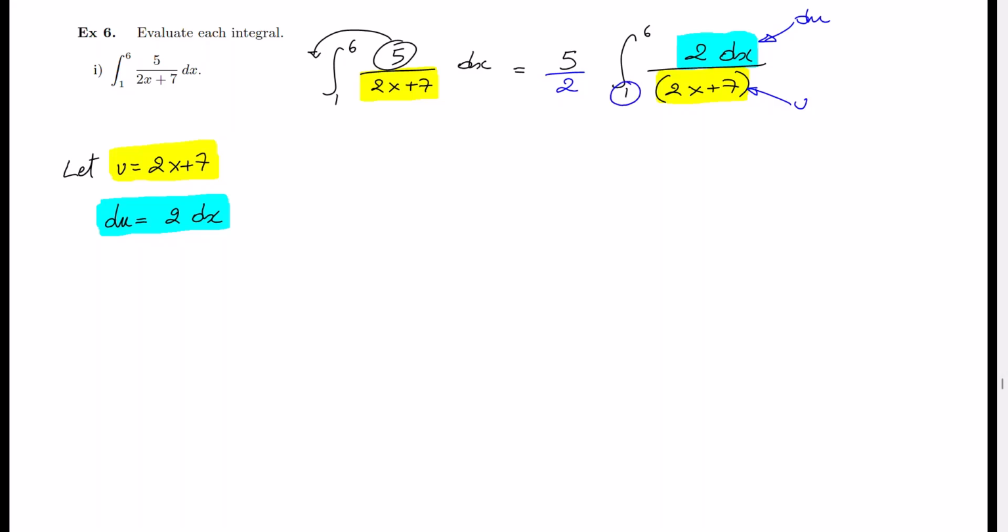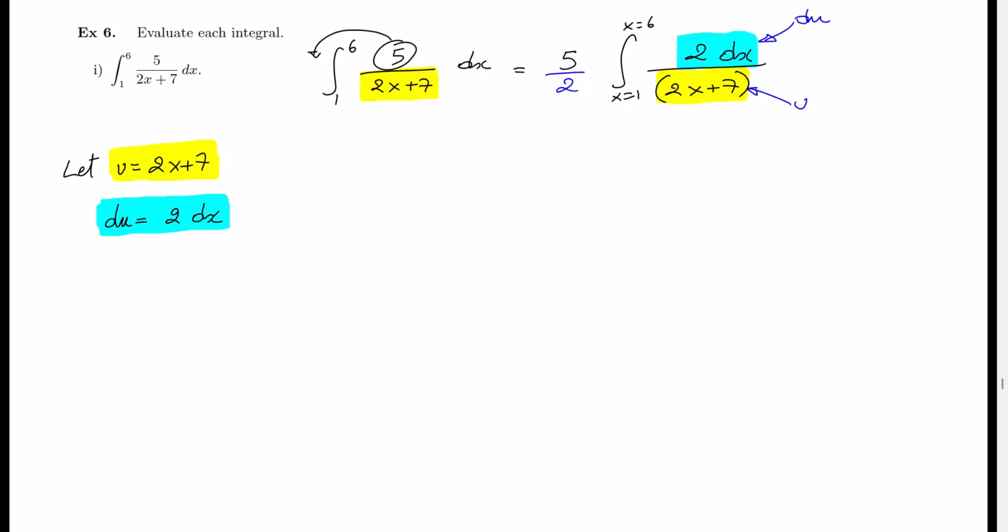And now we're left with the bounds 1 and 6. So what do they need to be replaced with? I cannot have them left over as 1 and 6 because technically this is saying x is equal to 1 and technically this is saying x is equal to 6. If I'm replacing everybody with u's, I cannot have x equal to 1 and x equal to 6 left over.